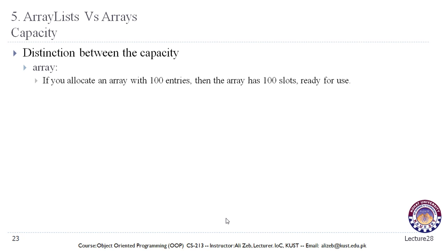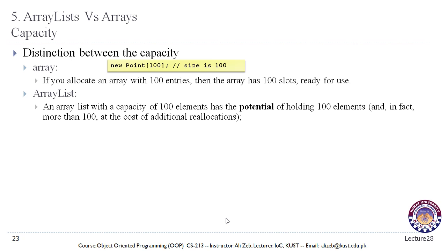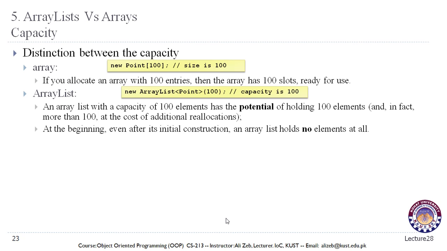Distinction between the capacity. For the array, if you allocate an array with 100 entries, then the array has 100 slots ready for use. As we can see over here, the size of the array is 100, but in the case of array list, an array list with the capacity of 100 elements has the potential of holding 100 elements, and in fact more than 100 at the cost of additional reallocations. So we can increase the capacity of the array list when we need.